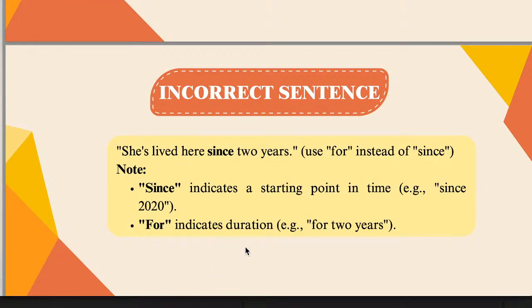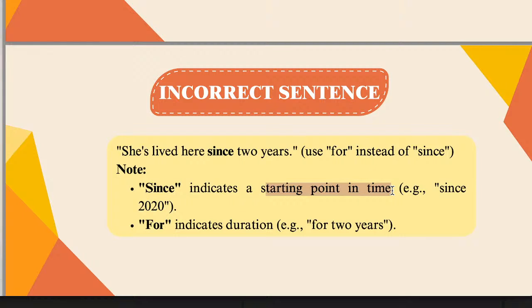Since actually talks about two things. First is starting point in time. If you have a starting point of any event, then you use since. For example, I know him since 2020. So you know the exact starting point. You're not using a time period or duration here, but the starting point of that event. So when you have this point in time, you use since.